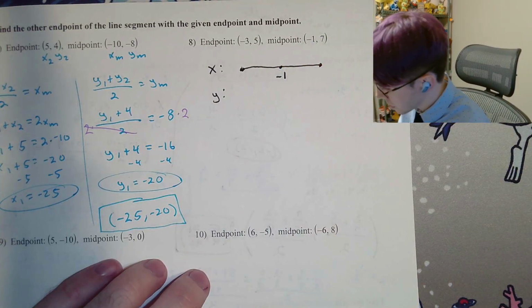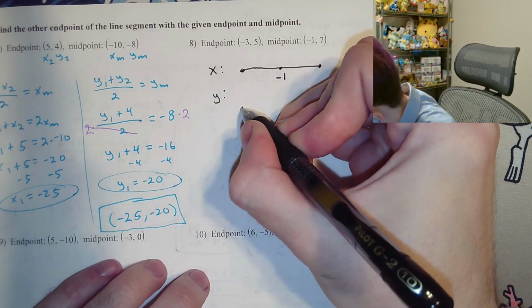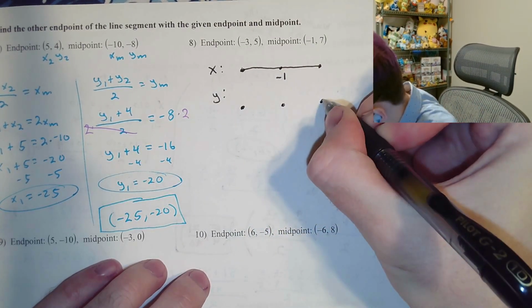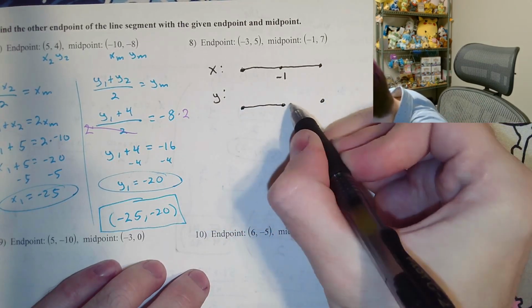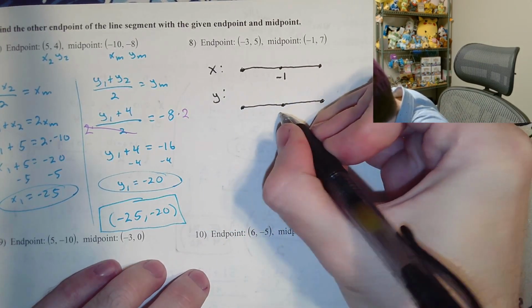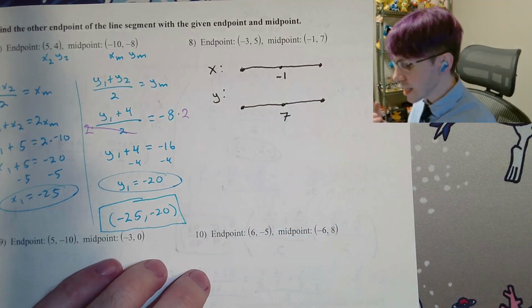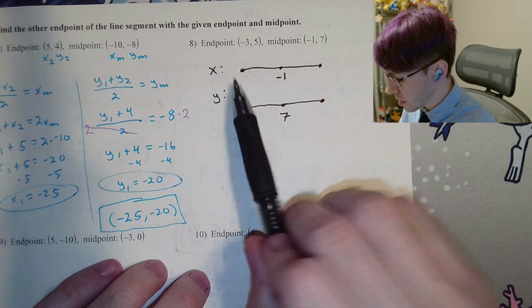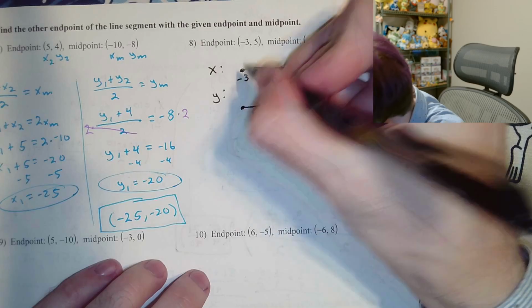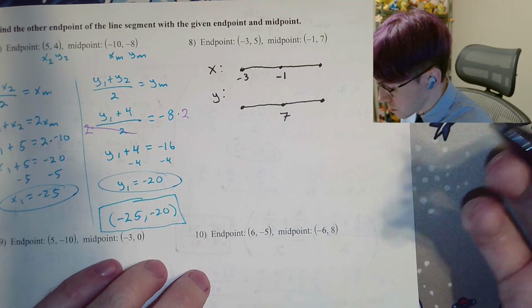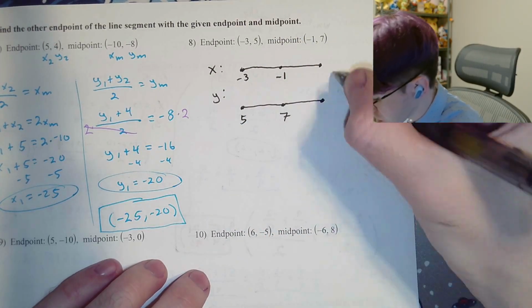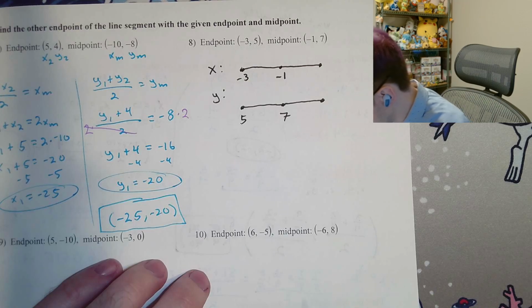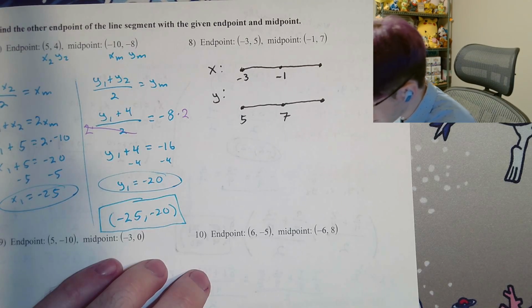Okay. And for the y's, same exact thing is going to happen here. The midpoint is 7. Now it says the endpoint is -3 for the x. So -3 would be on the left-hand side. And 5 would also be on the left-hand side. Sometimes they'll actually be over here. Maybe it will in the next question. Let me double check something really quick. Well, I'll check in a minute.